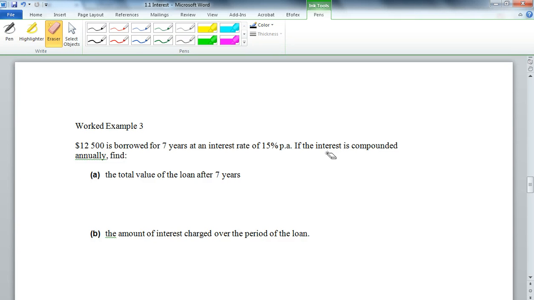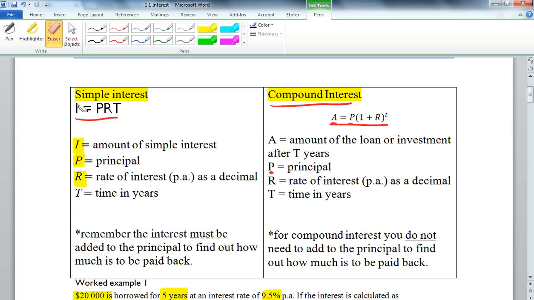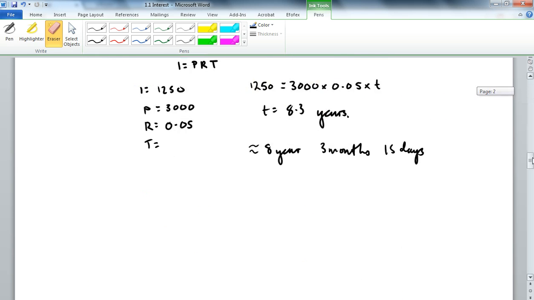Okay, in the previous example, we were looking at simple interest, and for that one, we used this formula here on the left. For the next problem, we're going to use compound interest. Now, compound interest means that the interest actually compounds yearly. The compound interest formula is: the amount of the loan or investment, A, is equal to the principal times 1 plus the rate, all to the power of t. Let's have a look at that in action.